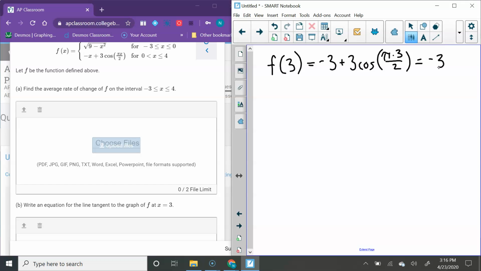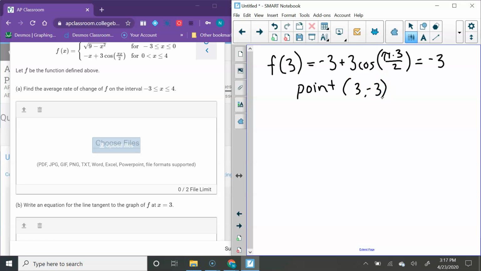Good news for you guys this year is you can use a calculator on the AP exam. So if you don't have that unit circle memorized, you don't really need to have the unit circle memorized. Although I would suggest it if you're going to take other college classes later. But you don't have to have it for this exam. So we get -3 for our f of 3. That tells us that our point of tangency, our point for our tangent line, is going to be (3, -3).